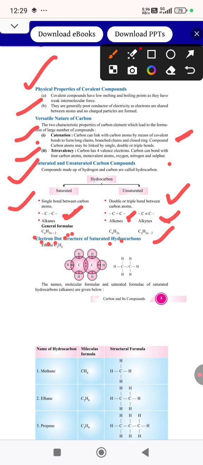Here 2 hydrogens are added, and here 2 hydrogens are subtracted, and here only 2n is found. Now we will study the electron structure of saturated hydrocarbons. Take 2 carbons, and with 2 carbons there are 6 lone pairs, so 6 hydrogen atoms can combine here and they share their electrons.